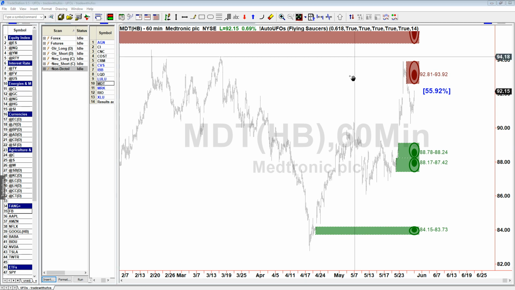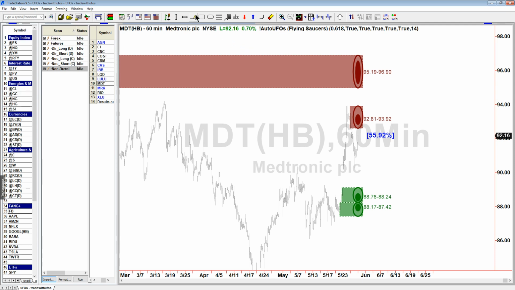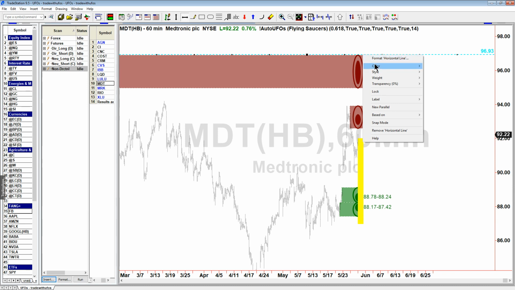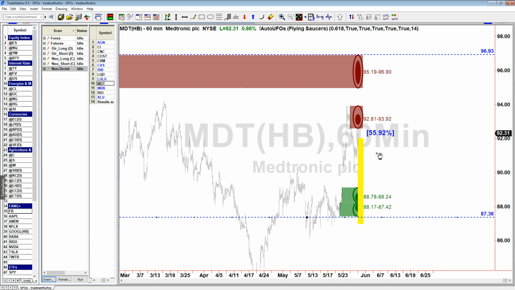So what I'm going to do is look at the regular trading hours UFOs. If I was to measure the distance from the current price to this red UFO, and project this to the bottom part, notice how I am more or less halfway between the upper value of 96.93 and the bottom value below the green UFOs, the blue value 87.36.